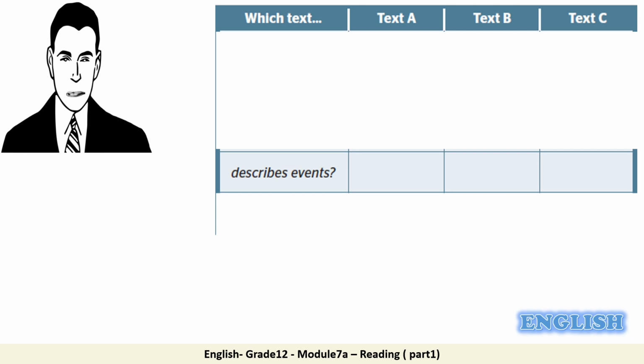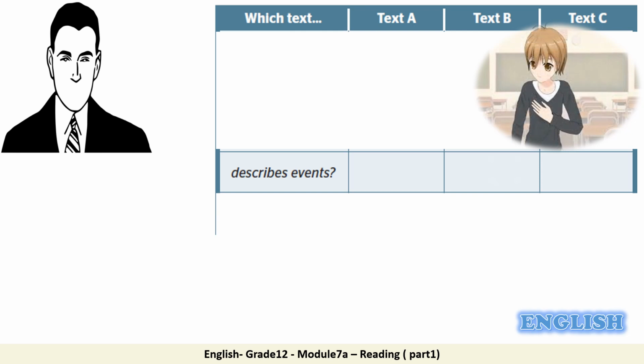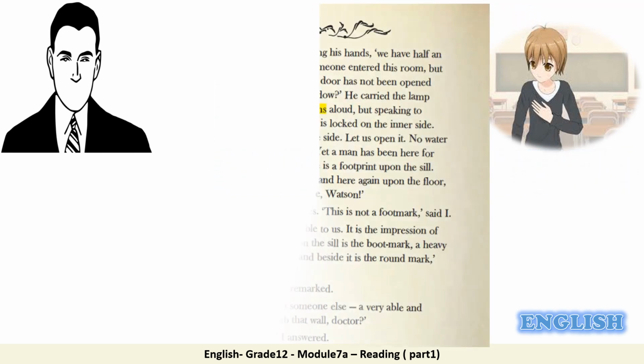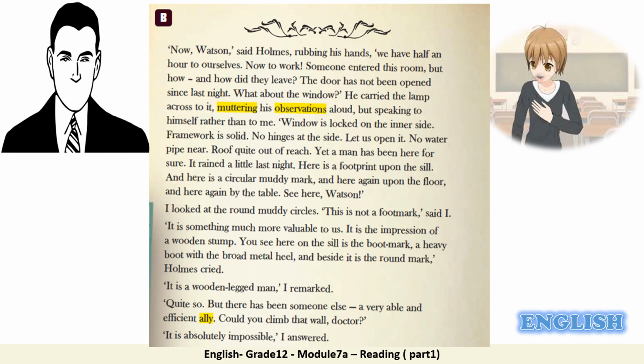Which one describes events? Text B describes the events that take place at a point in the story. Can you justify your answer? If you go through the whole extract, you will find a lot of events described. Here is an example. The writer here describes how Holmes was rubbing his hands and how someone entered the room and he carried the lamp.